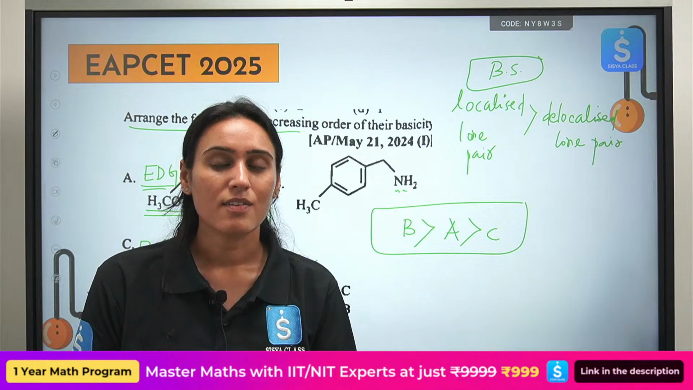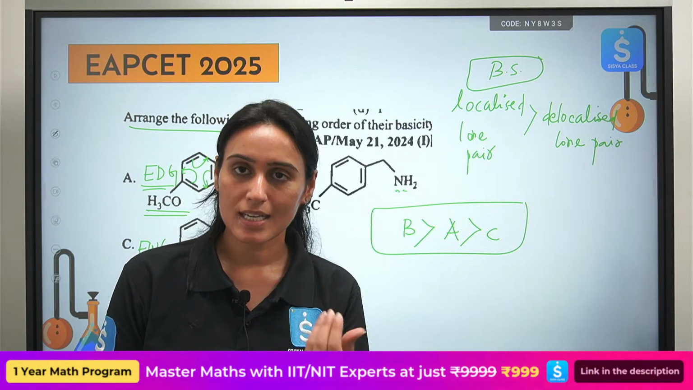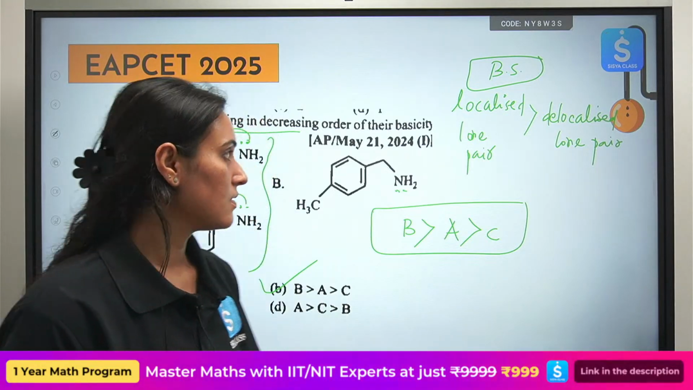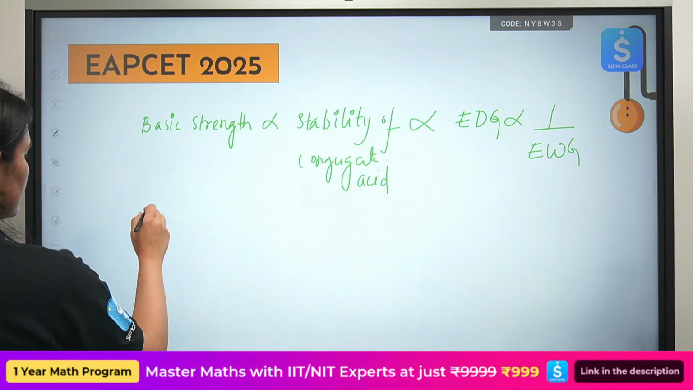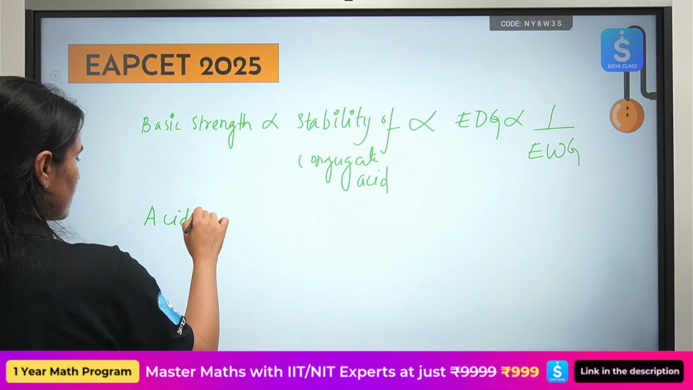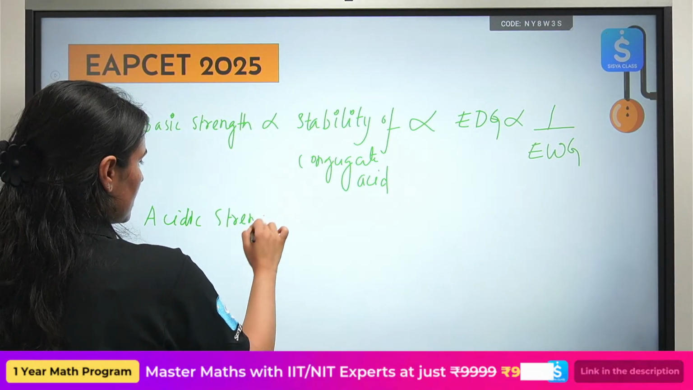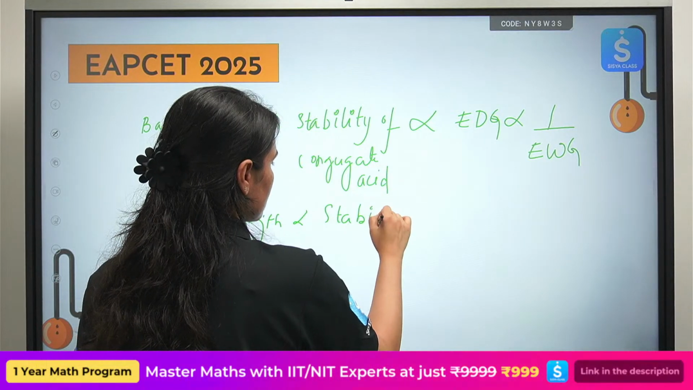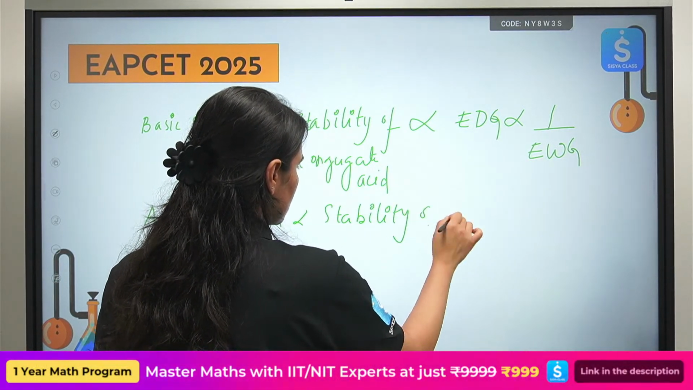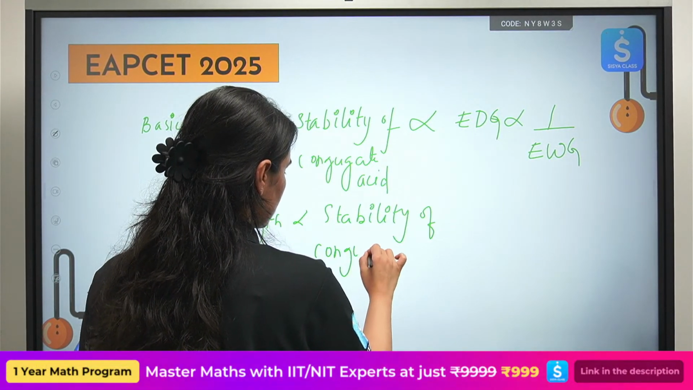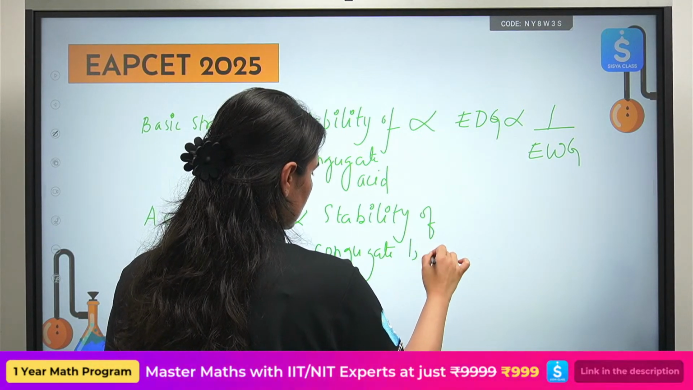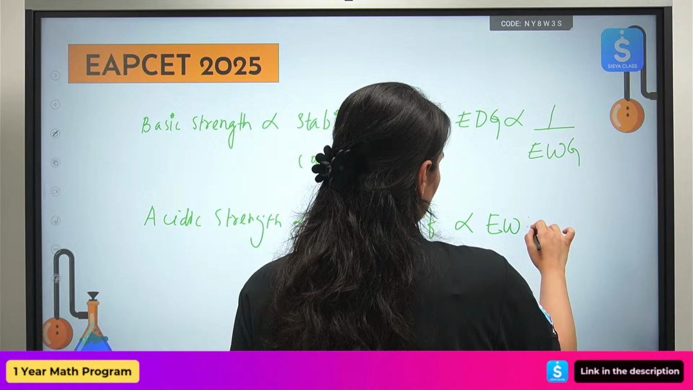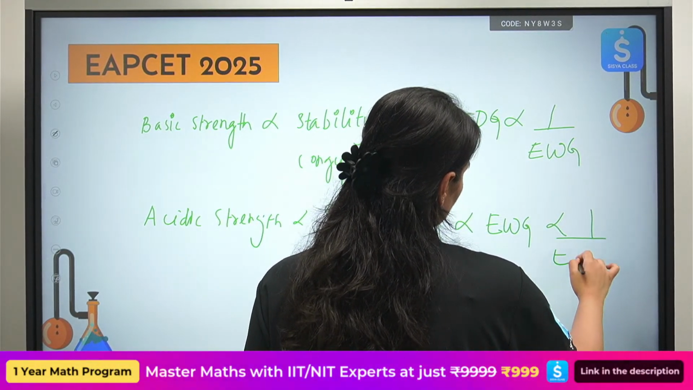Okay. So this is how you solve any question in which they are asking you to compare the basic strength. We have done something similar to compare the acidic strength. I will write that order also once again. Please note it down. For acidic strength, you have to compare the stability of conjugate base, which will depend upon electron withdrawing group, and we have to stay away from electron donating group.